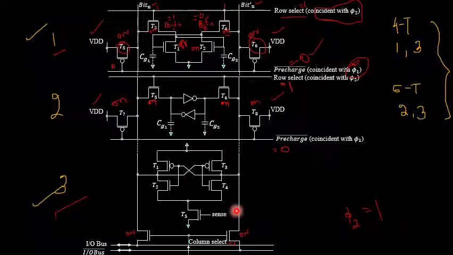So this is regarding the working operation of a 4 transistor as well as 6 transistor dynamic memory as well as static memory cell respectively.